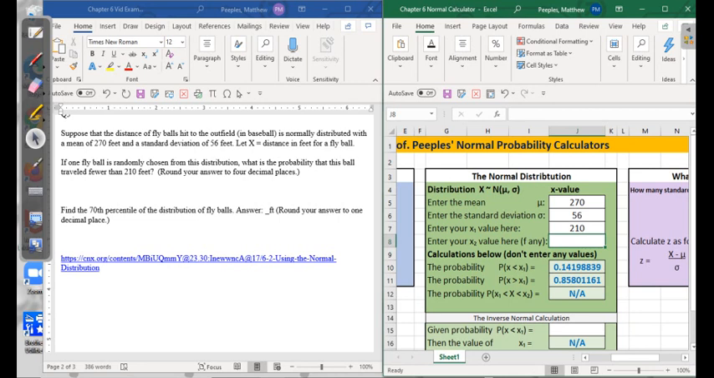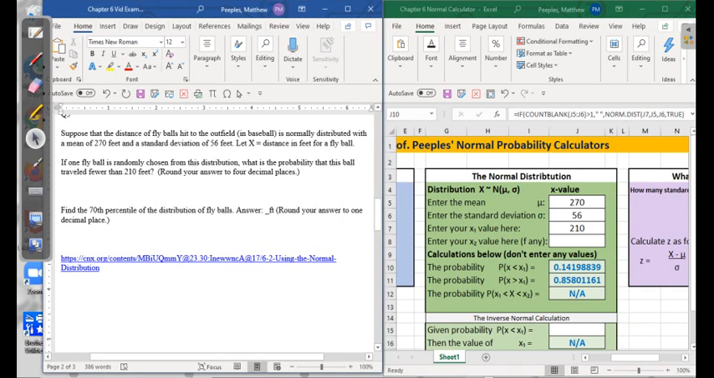And there it is, right? Our probability that one fly ball has traveled fewer than 210 feet, rounded to 4 decimal places, will be, in this case, probability will equal 0.14198. So 0.1420 when rounded to 4 decimal places.